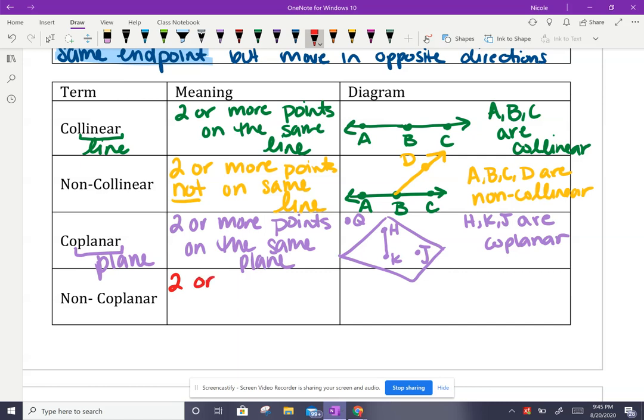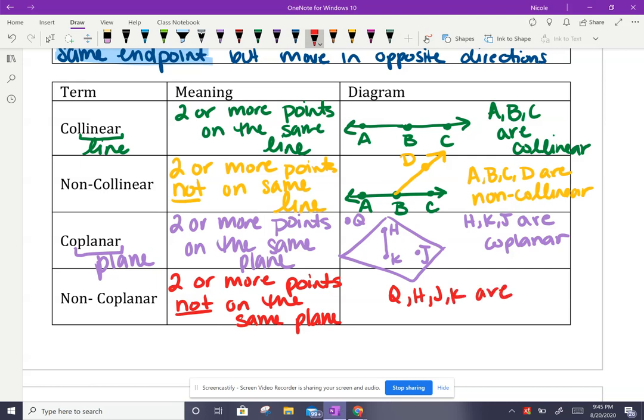But we have to think about what if they're non-coplanar. So two or more points not on the same plane. So referring to my plane above, Q is not on the plane. So Q, H, J, and K are non, I'm going to make this guy red. There we go. Coplanar. There we go. So that's the difference between collinear, non-collinear, coplanar, and non-coplanar.